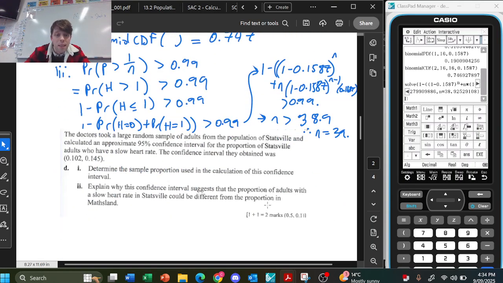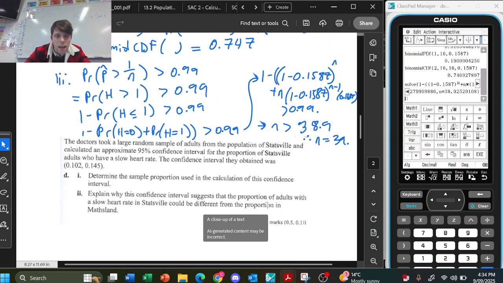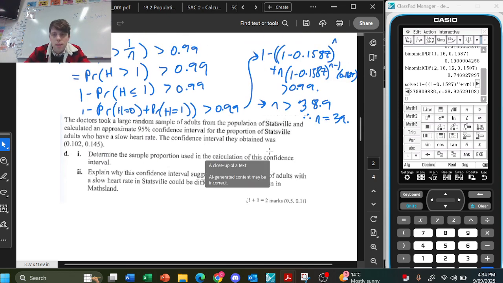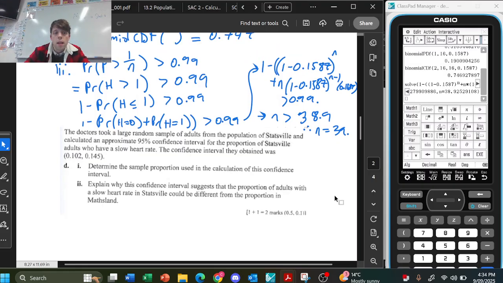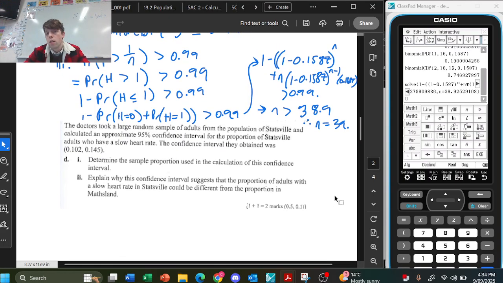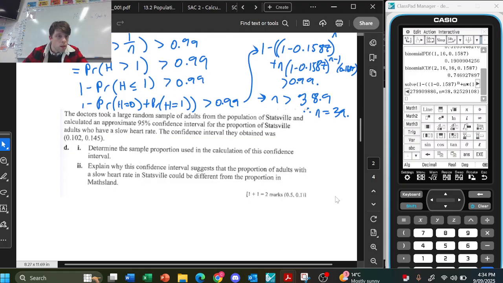All right. Lots of that question, so let's move on a little bit here. Okay, next up, we're dealing with the doctors taking a large random sample of adults from the population and calculating an approximate 95% confidence interval. So let me just draw out what we're dealing with here. What we should be thinking is, okay, we've got a normal distribution.